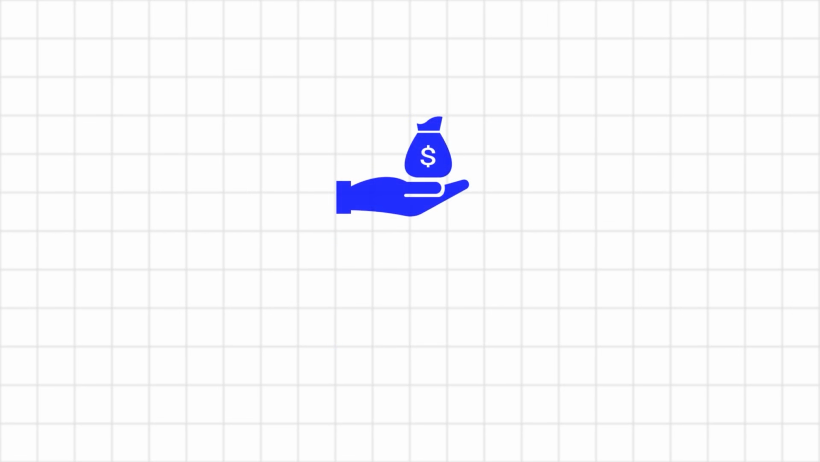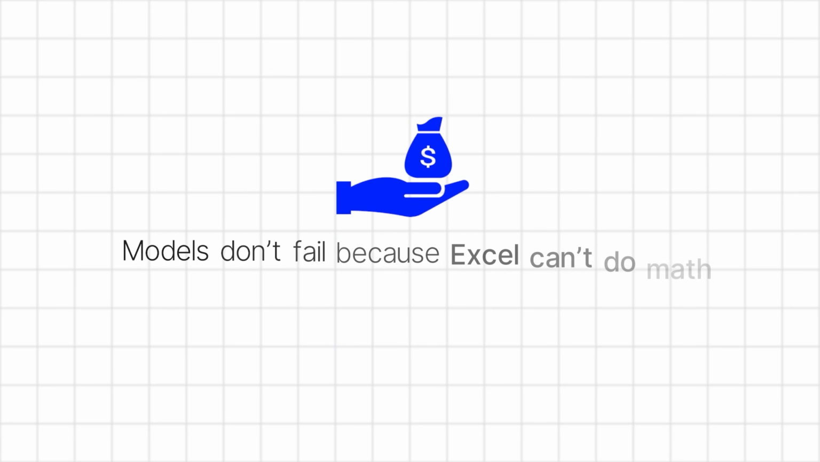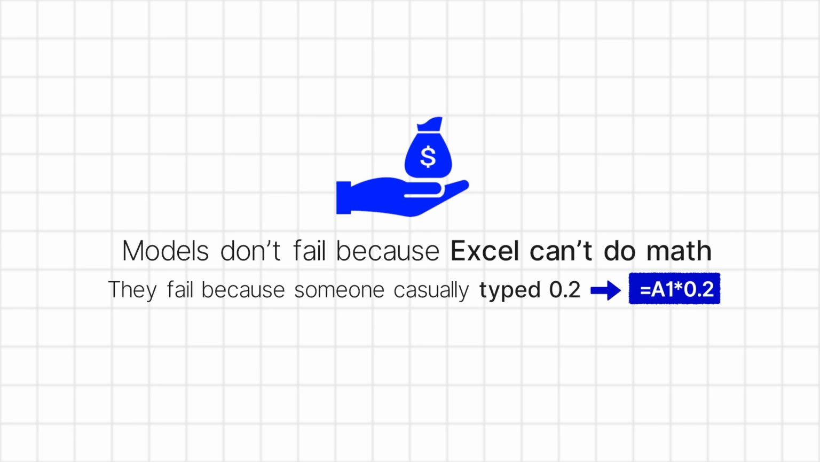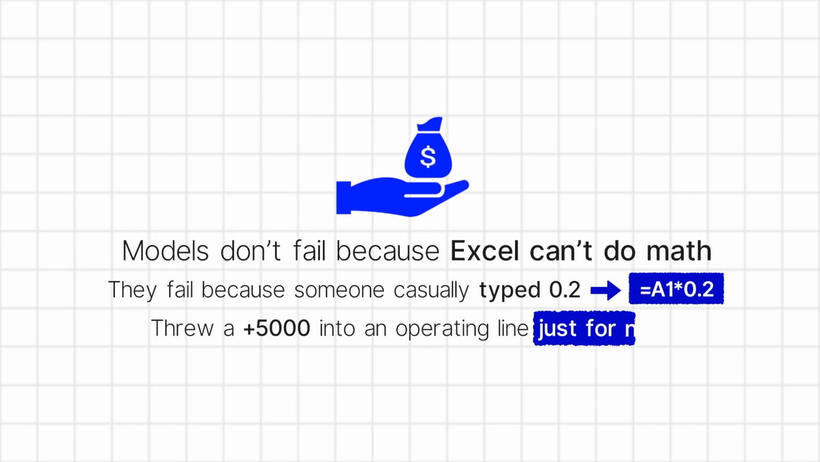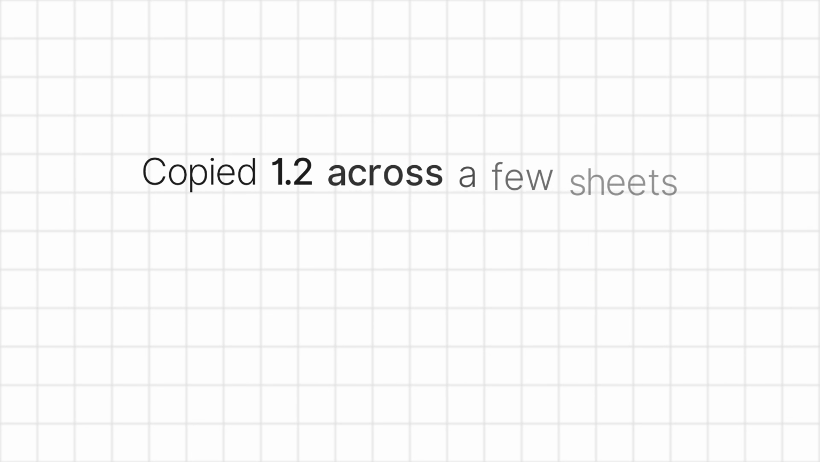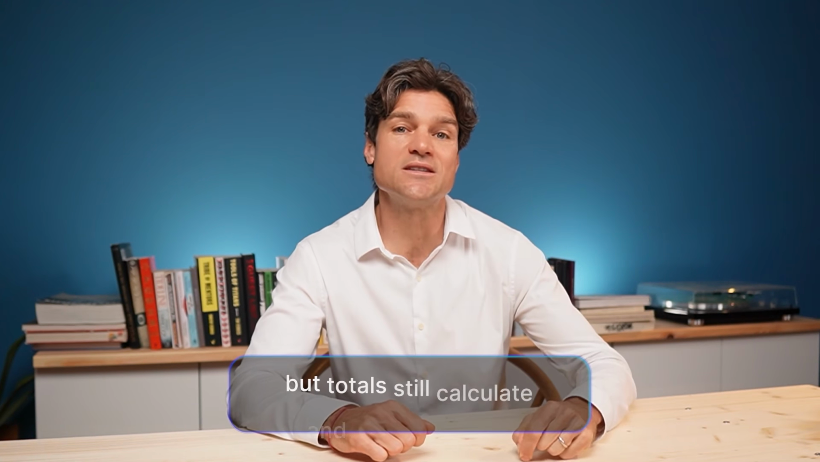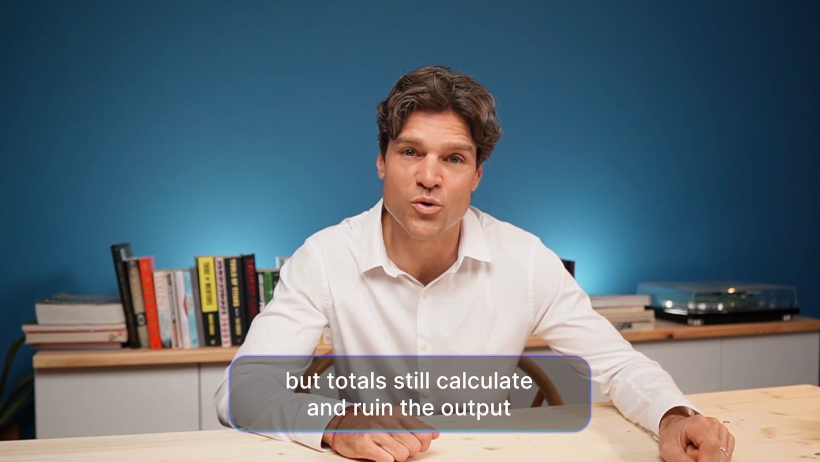In real finance work, models don't fail because Excel can't do the maths. They fail because someone casually typed 0.2 into a formula. They threw a plus 5,000 into an operating line just for now, or they copied 1.2 across a few sheets without explaining what it was for or documenting it. Now, these numbers don't break the model immediately, which is why you don't notice them right away. But totals still calculate and they will ruin the output.